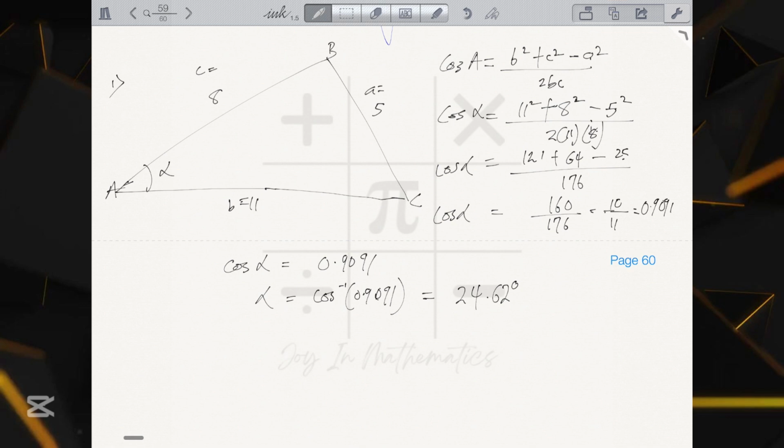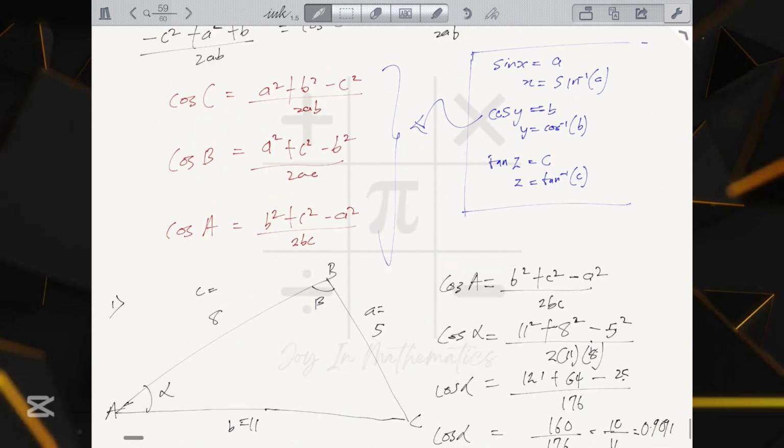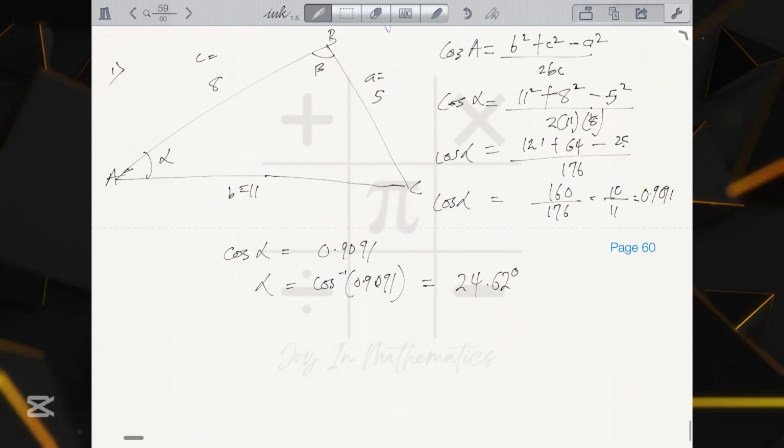Now we might be asked further to, let's say, find the angle beta, that's angle B. So all we have to do is use the expression cos B is equal to A squared plus C squared minus B squared divided by 2AC. So let's implement that. Cos B.